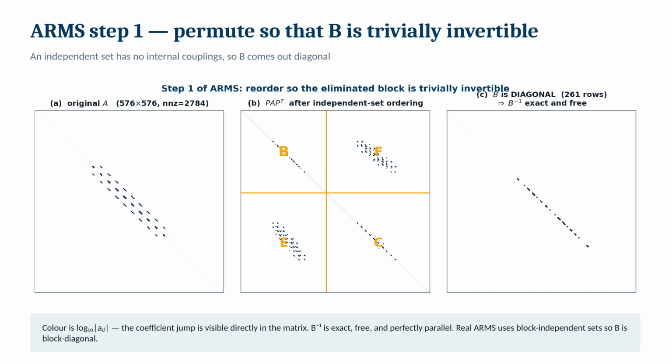B, F, E, C. And here's the trick. Because no 2 unknowns in an independent set are coupled, B is diagonal. That's the right panel. 261 rows, and B inverse is exact, free, and perfectly parallel. Real ARMS uses block-independent sets, small aggregates with no coupling between aggregates, so B is block diagonal rather than strictly diagonal. Same idea, better for systems of PDEs where you want to keep a node's degrees of freedom together.